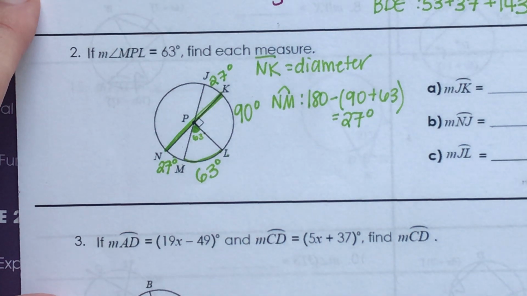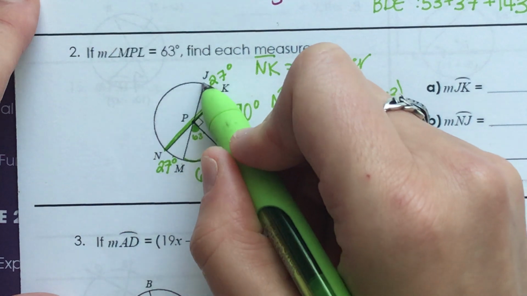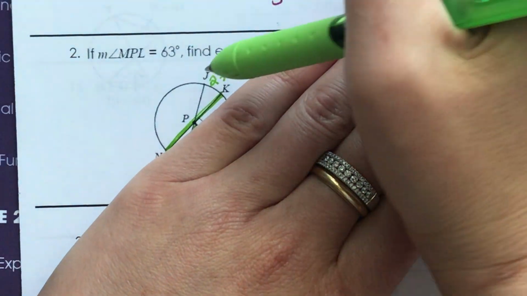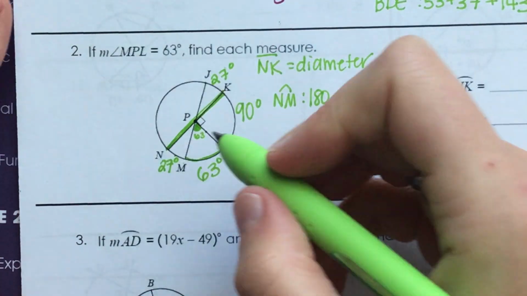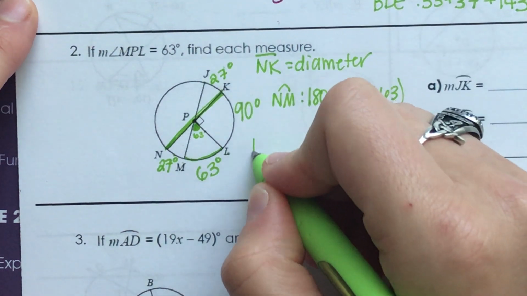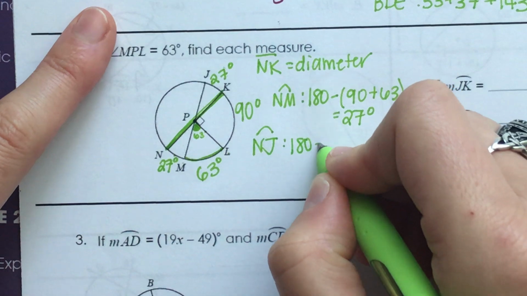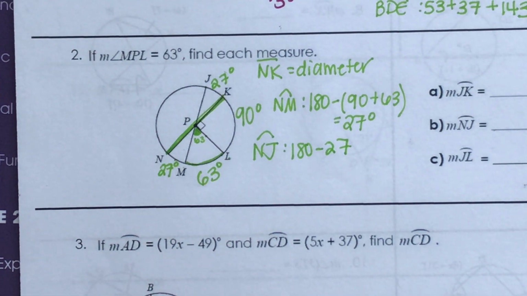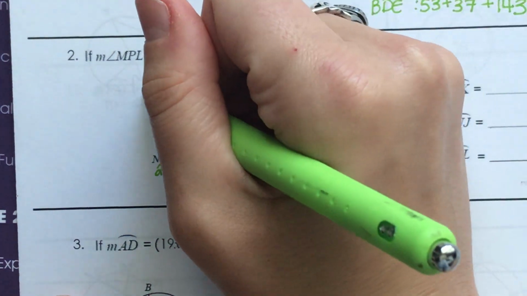Okay, and then the last one, to find this arc over here, N to J, again, I know that this is 180 degrees. So if I already have 27 of the 180, to figure out this last piece, NJ, that's left over, I'm going to take 180 and subtract the 27. And if I do that, I should get 153. Yep. So this one over here is 153.